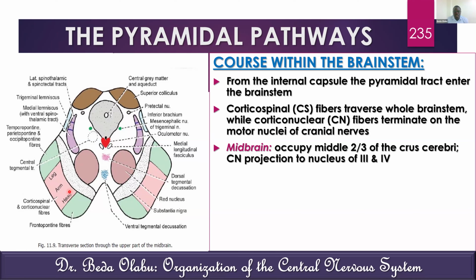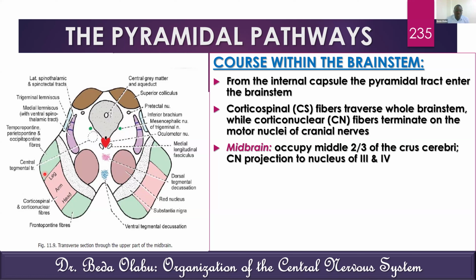Now, generally, we've already mentioned that pyramidal is corticospinal and corticonuclear. But generally speaking, again, the corticonuclear fibers will occupy the medial zones of that middle 2/3. So the corticonuclear occupy around that region, and then corticospinal occupy the other regions.